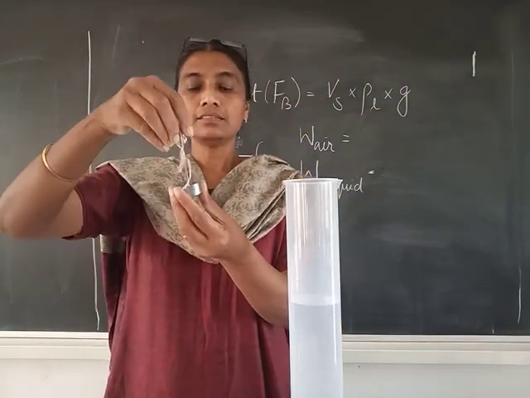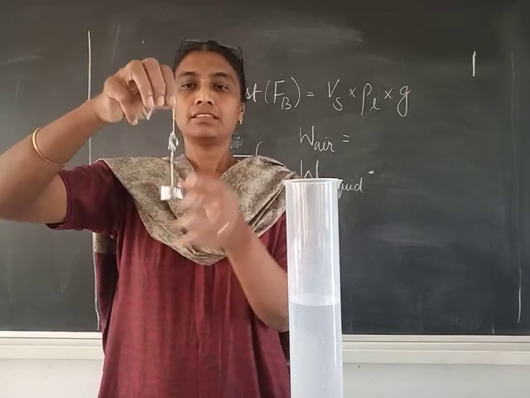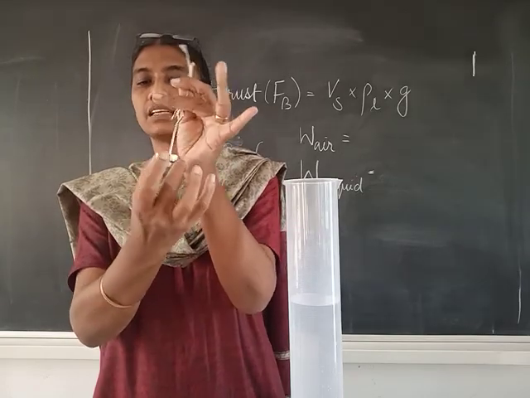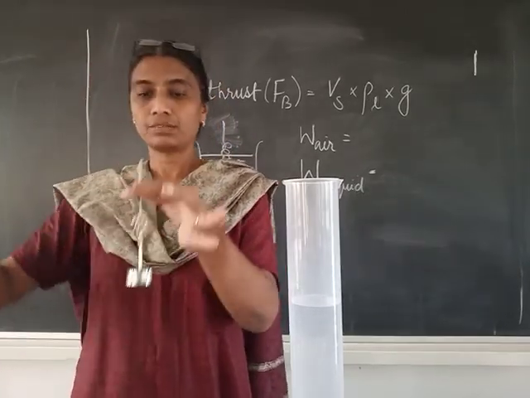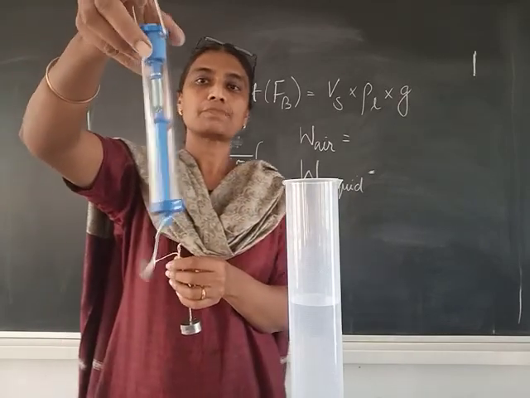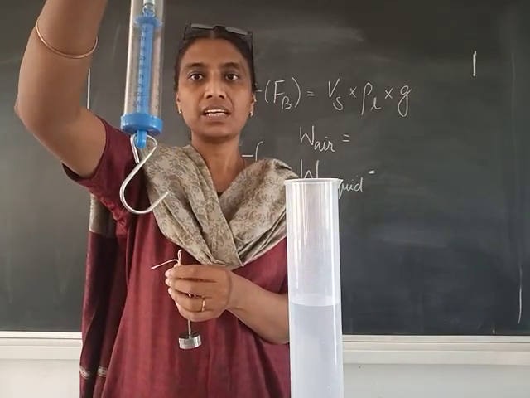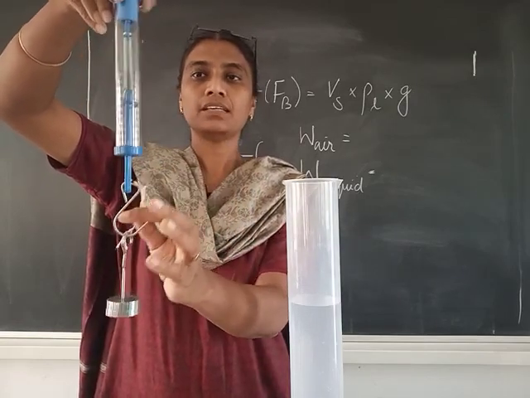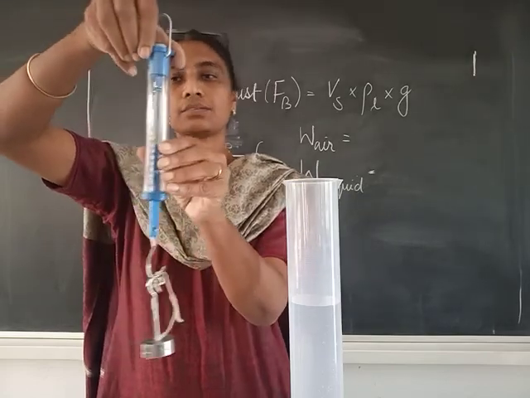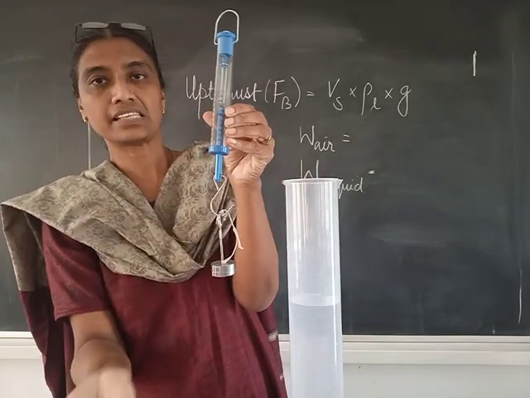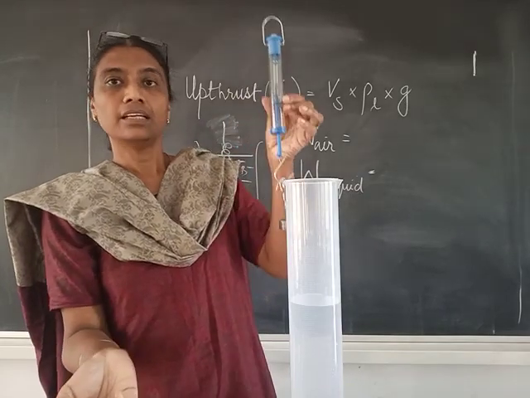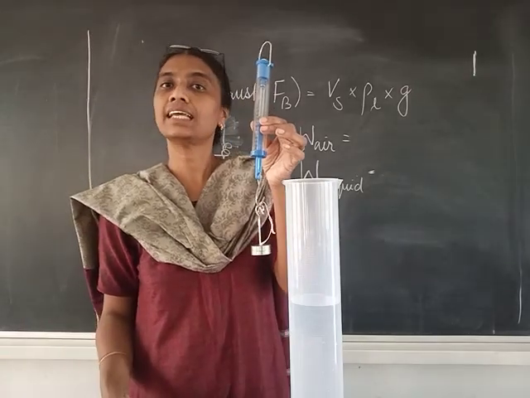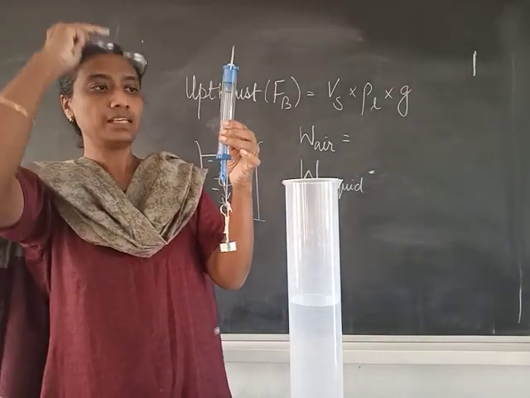This is a known mass. Each disc is 50 grams, so totally it's 100 gram. And this is the spring balance. Hope you all have seen it before. I have to hang the body whose weight has to be found from here, and there will be readings. There will be graduations here that I have to find. Now, when I hang it like this, it is called weight of the body in air.